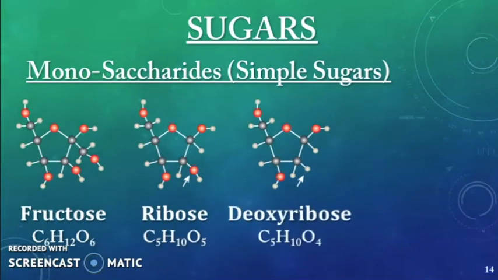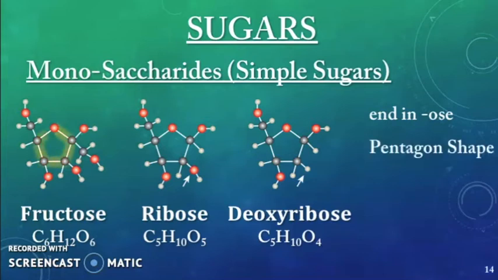Now these three still end in OSE, so we have fructose, which you may have heard of, ribose, and then the next one is deoxyribose. The first thing we want to notice on these is that they have pentagon shapes instead of hexagon shapes. The next thing we want to look at is the number of carbons. Fructose does have 6 carbons, just like the other ones do. So there's 1, 2, 3, 4, 5, 6 carbons for fructose.